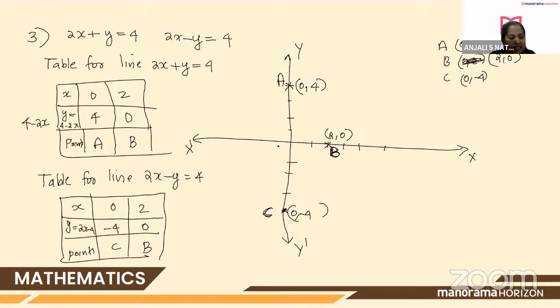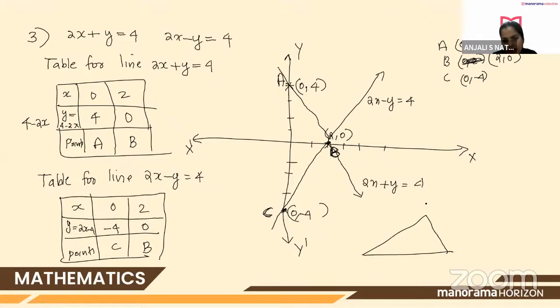Okay. So the first line is 0, 4 and 2, 0. That is the first line, 2x plus y is equal to 4. We join the straight line which meets these 2 points. That is 2x plus y is equal to 4. And C and B join to get the next linear equation, 2x minus y is equal to 4. Okay, so here we get a triangle.